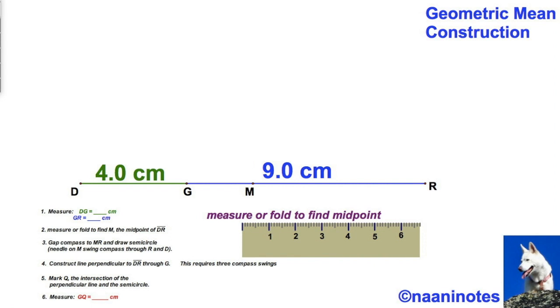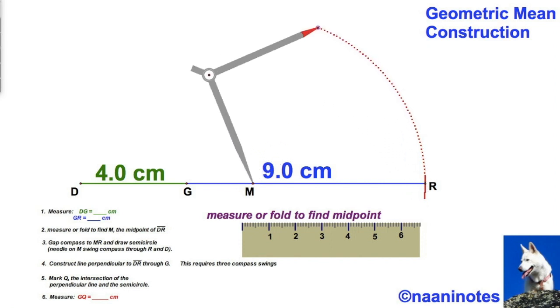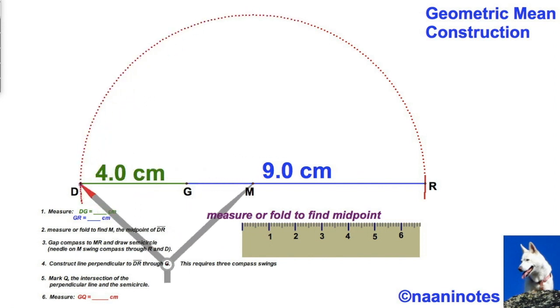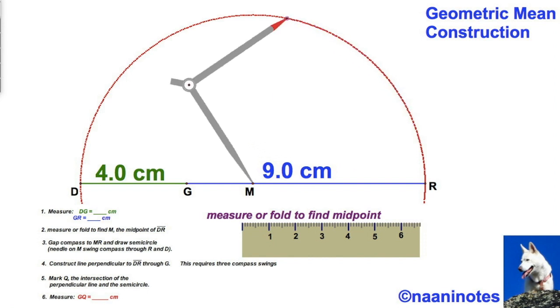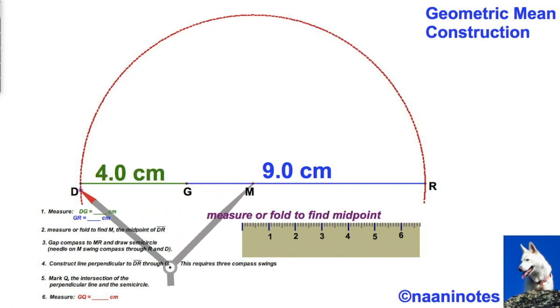Now, we're going to put the needle of our compass, yes, it's a compass construction. Put the needle on M, and we're going to gap it to R. Remember, that's a dynamic swing. It looks beautiful. And I want you to do this. Give it a full semicircle, a little beyond because you always go through. We're going to go through D and R.